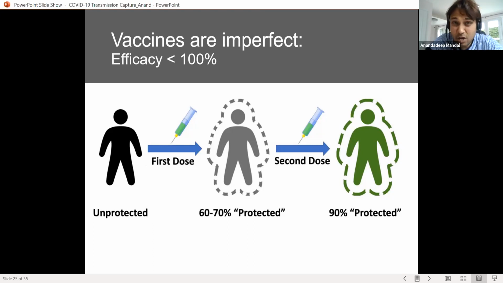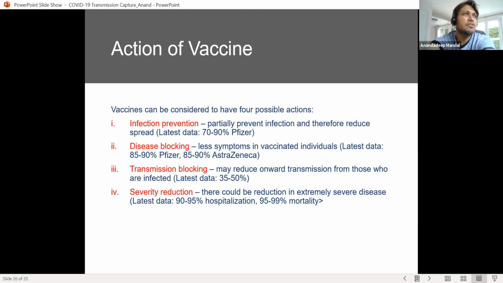Now, what I'm going to present next is very important: the action of the vaccine. This we had to consider in model building. If you get a vaccine, the vaccine can have four possible actions. First is infection prevention, so partially preventing infection and therefore reducing the spread. Second is disease blocking, with fewer symptoms in vaccinated individuals.